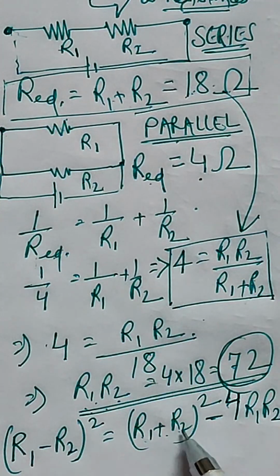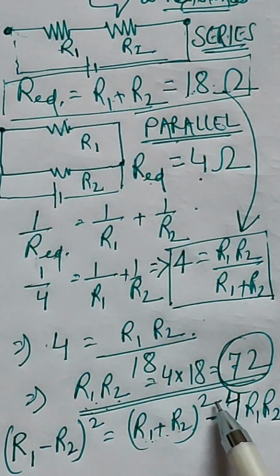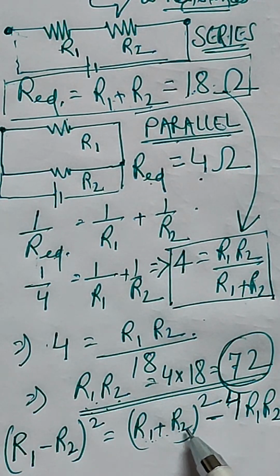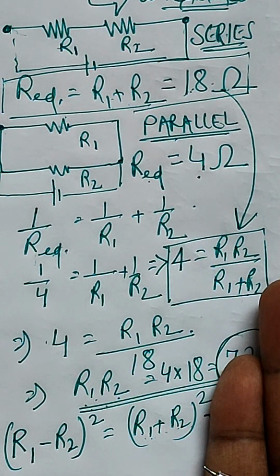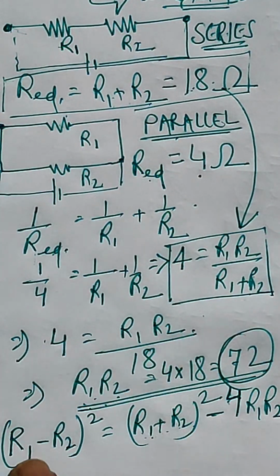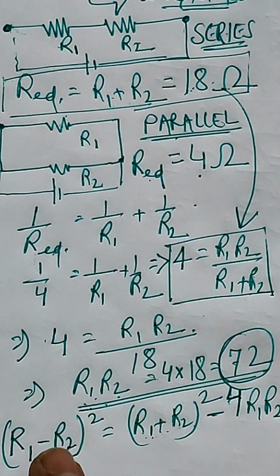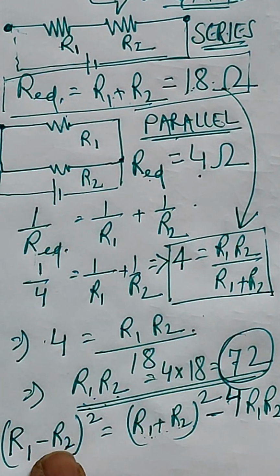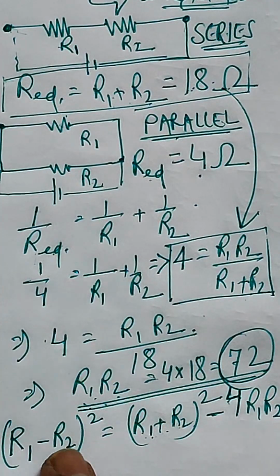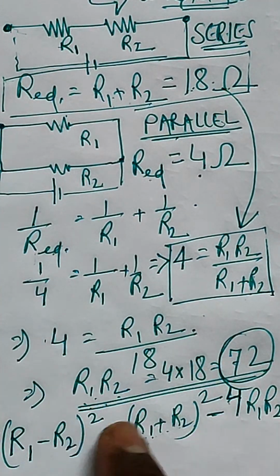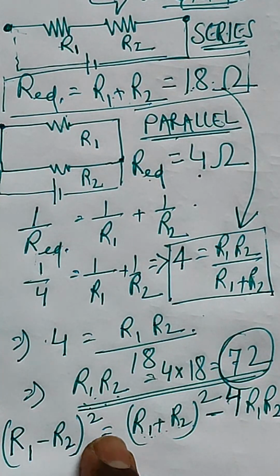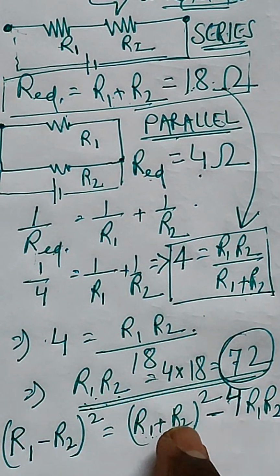When you expand the RHS, that is R1 plus R2 whole square, you will get R1 square plus R2 square plus 2 R1 R2. But in the LHS, R1 square is there, R2 square is there, but it's minus 2 times R1 R2. In the RHS, after R1 square and R2 square, we have plus 2 times R1 R2, but we need minus 2 times R1 R2. Then only the validity of this equality will hold, right? So that's why instead of plus 2 R1 R2, we need minus 2 R1 R2.